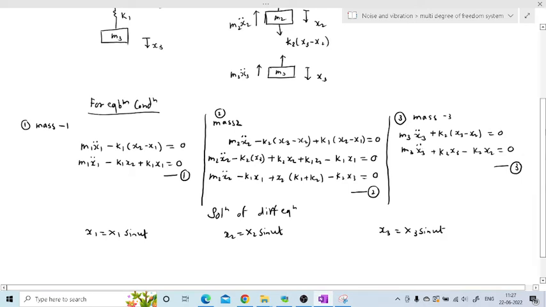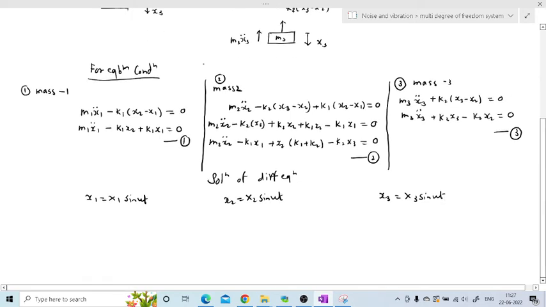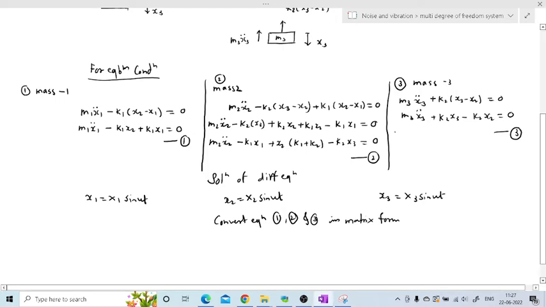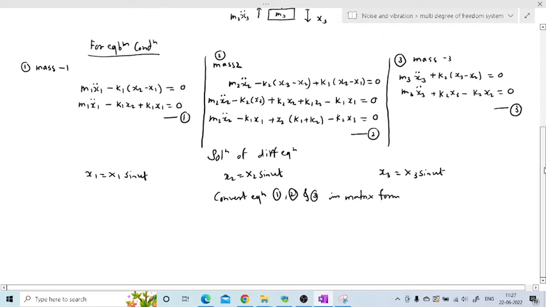Now convert equations 1, 2 and 3 into matrix form. Why am I converting this into matrix form? Because we are asked to determine the equation of motion. And how to determine this equation of motion? Convert them into matrix form. So for that we will have to consider only the first term, only the first term from these 1, 2 and 3.